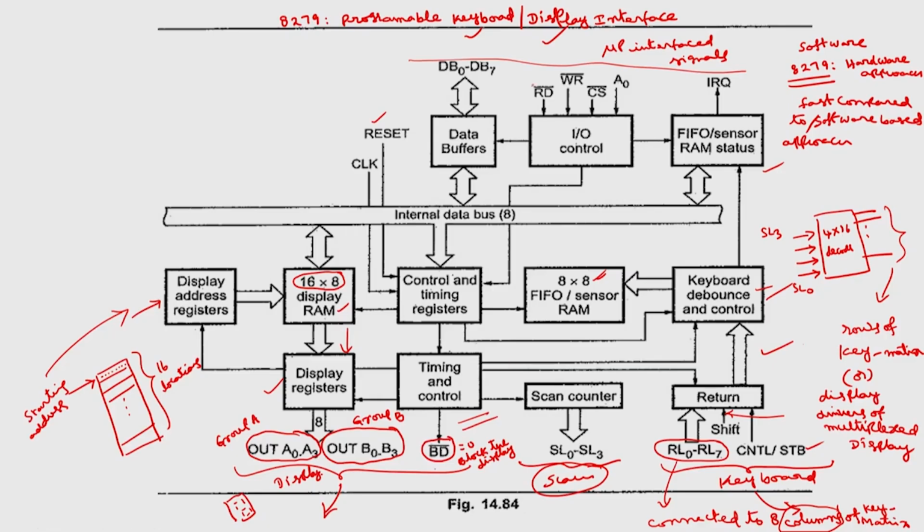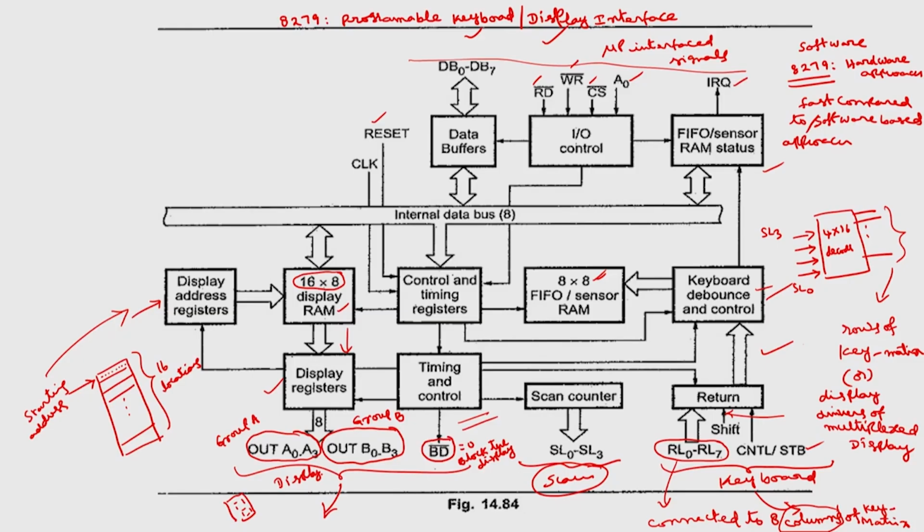Then we have read bar, write bar signals, they will be connected to the IO read and IO write of the microprocessor, and the chip select signal. Then A0, this is similar to 8251, this can be used to select the command word or status word or data register. We can use similar type of interfacing circuitry. Then interrupt request.